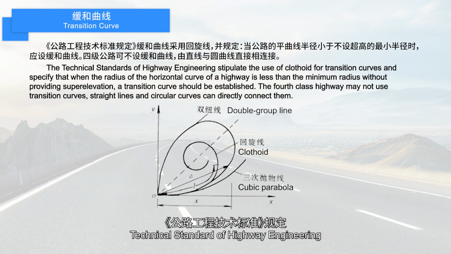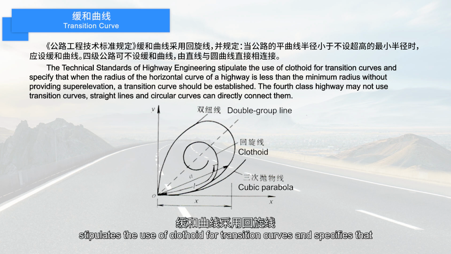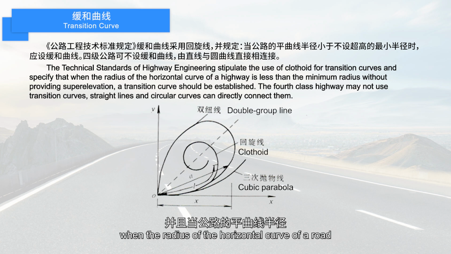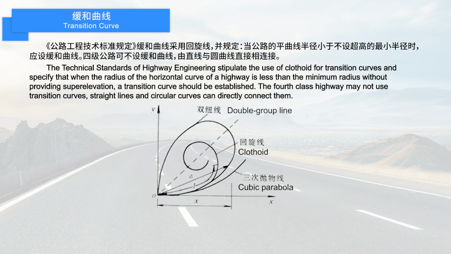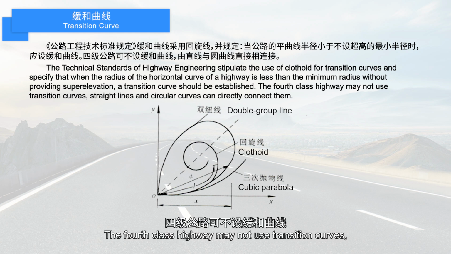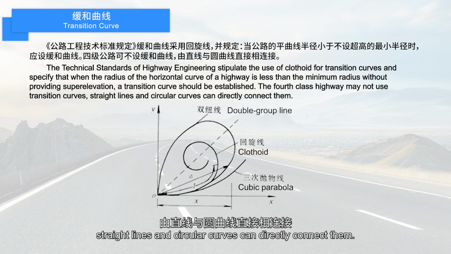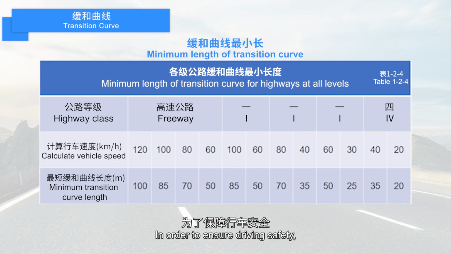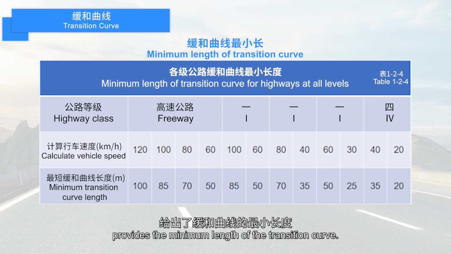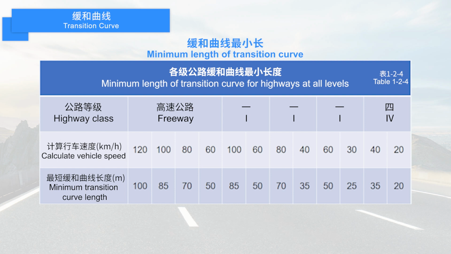Technical Standard of Highway Engineering stipulates the use of clothoid for transition curves and specifies that when the radius of the horizontal curve of a road is less than the minimum radius without providing super-elevation, a transition curve should be established. The fourth-class highway may not use transition curves. Straight lines and circular curves can directly connect them. In order to ensure driving safety, promote landscape harmony, and safeguard visual effects, Technical Standard of Highway Engineering provides the minimum length of the transition curve.